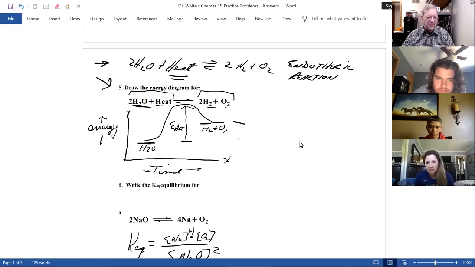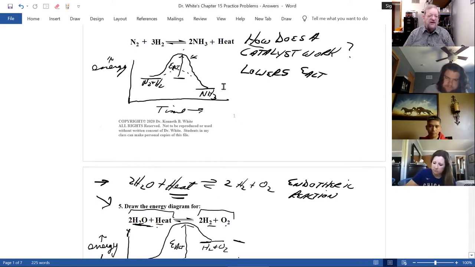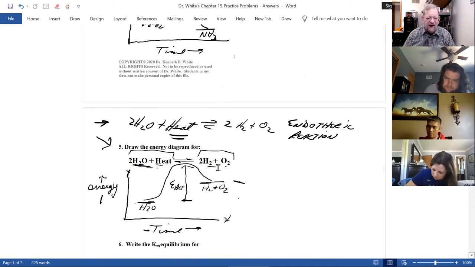Email me. And then from here to the top is the activation energy. Remember, for exothermic reactions, the product energy is lower than the reactants. For endothermic, since you're adding heat, the product energy will be higher than the reactants.